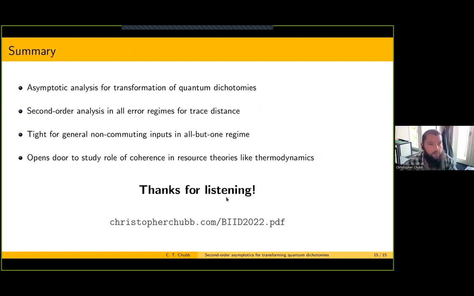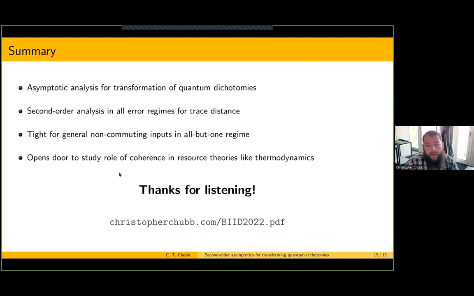Okay, so I'll just come to a summary slide. So yeah, we showed that we can do second order asymptotics for these quantum dichotomies. And rather nicely, we can do it in all the various error regimes. I think I didn't mention zero error, but we can also do that. So in some sense, we can do every single error regime, which is quite nice, at least to second order. We have tight results for general inputs in all but one regime, and then obviously if everything commutes, everything's tight, and then we have one-sided bounds for general input-output.